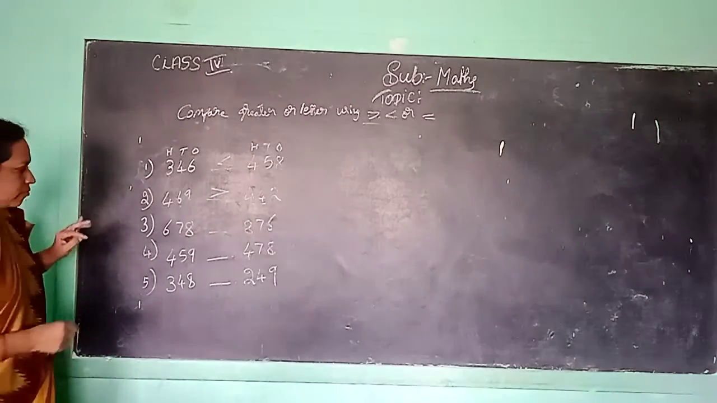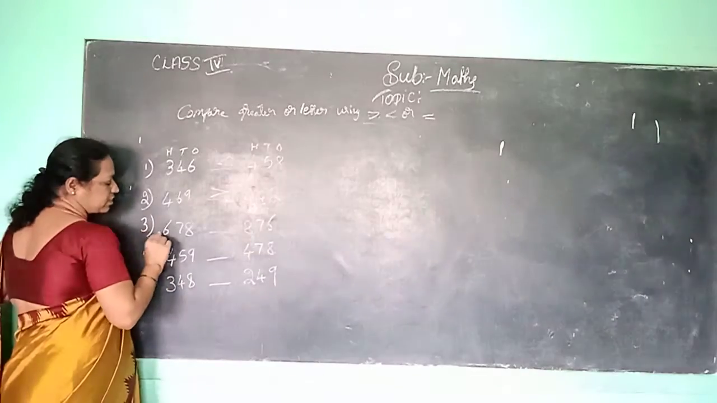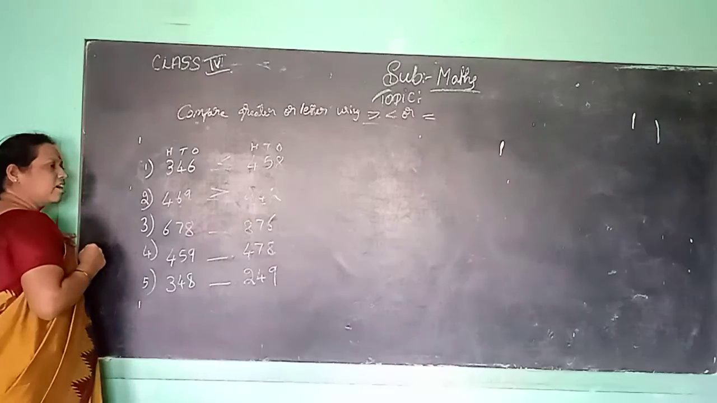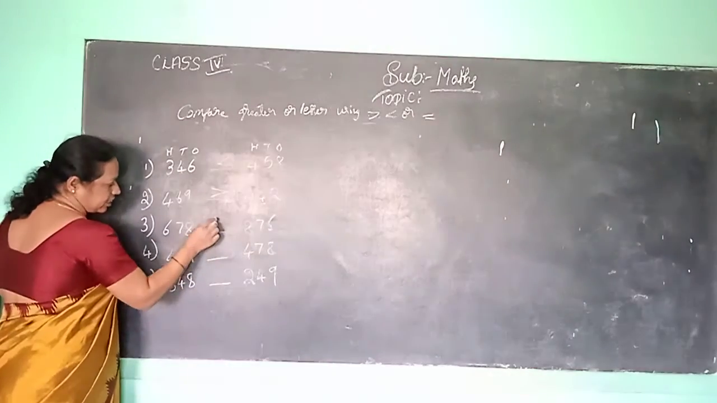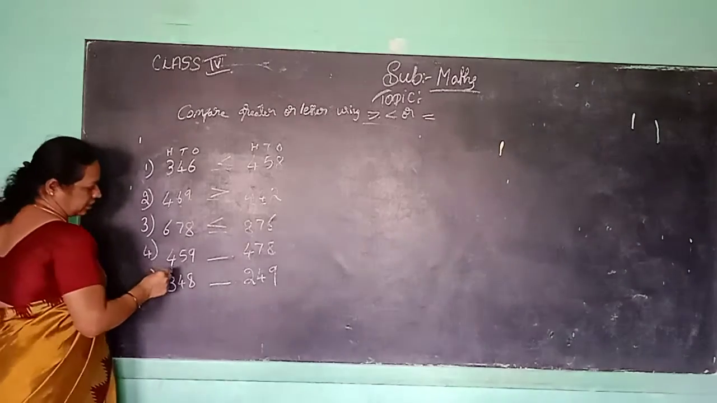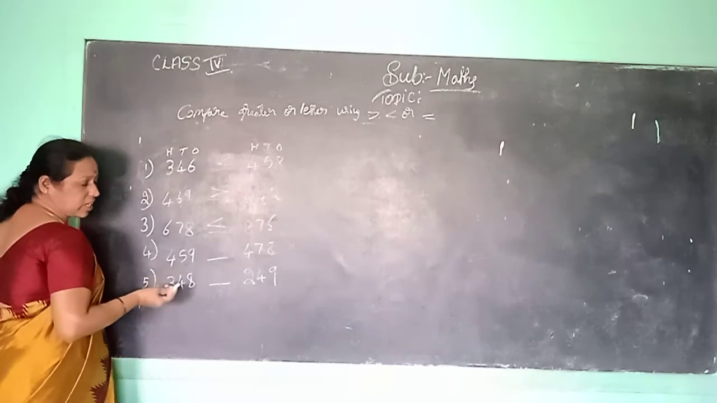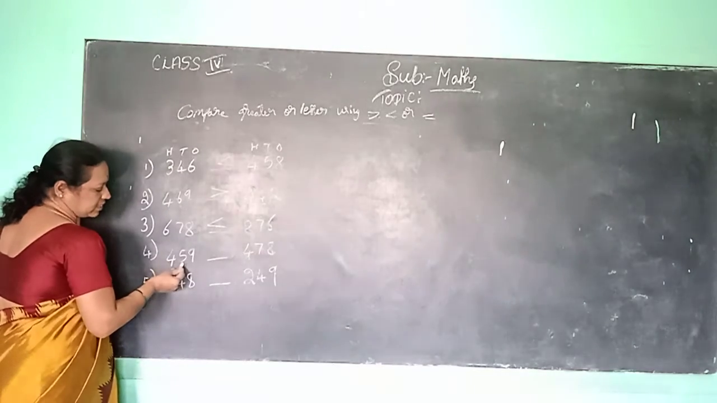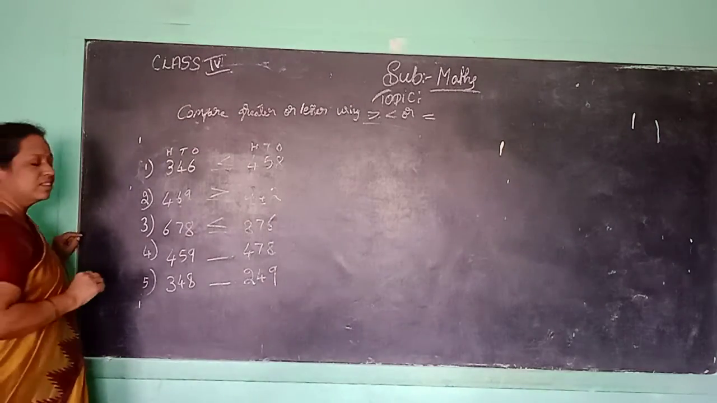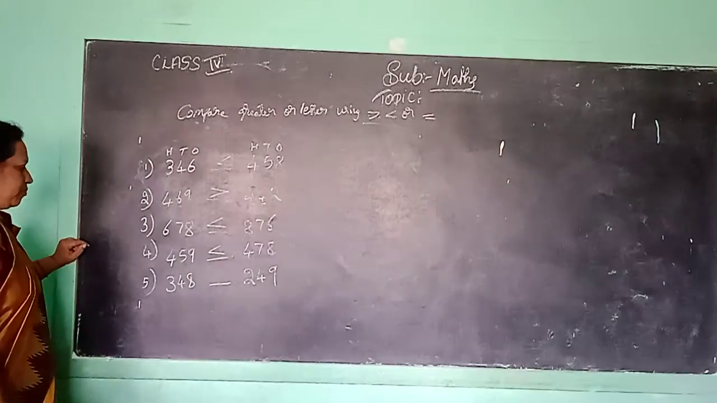See here also 3 digits, here also 3 digits. So see the first, the hundreds place. Here 600, here 800. Which is greater, 600 or 800? 800 is greater, so you have to turn the symbol like this. Now, see, here also the hundreds place. Here 400, here also 400. So both are equal. You have to see the next place. That is here 5, here 7. 5 is greater or 7 is greater, children? 7 is greater, so this one we have to turn the symbol.